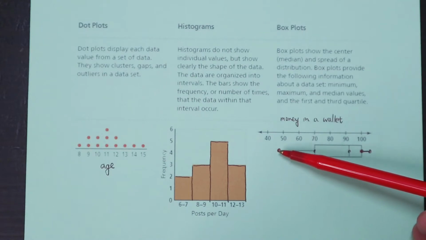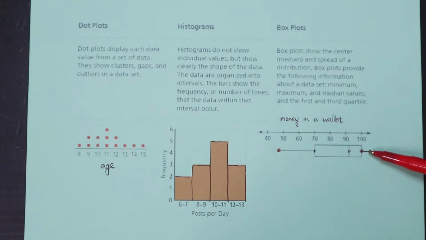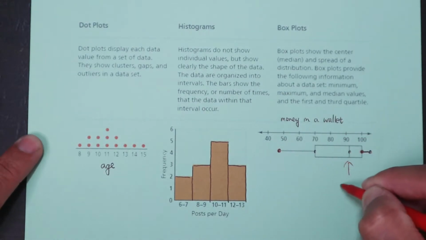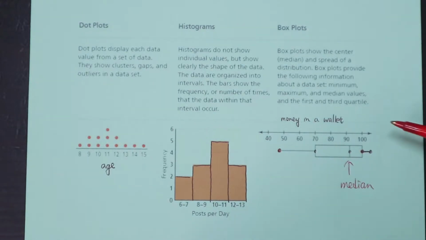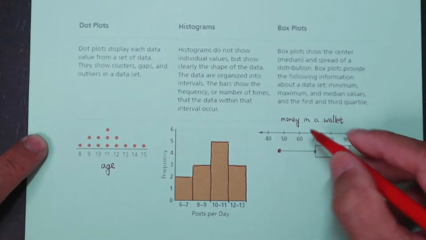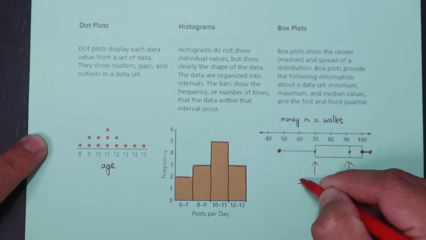I know what's the least amount of money in a wallet. I know what's the largest amount of money in a wallet. And I know what's the median. This is called the median. Let's put it right here. This is the median. That means the middle person in the data set carries around 90 something dollars, right?